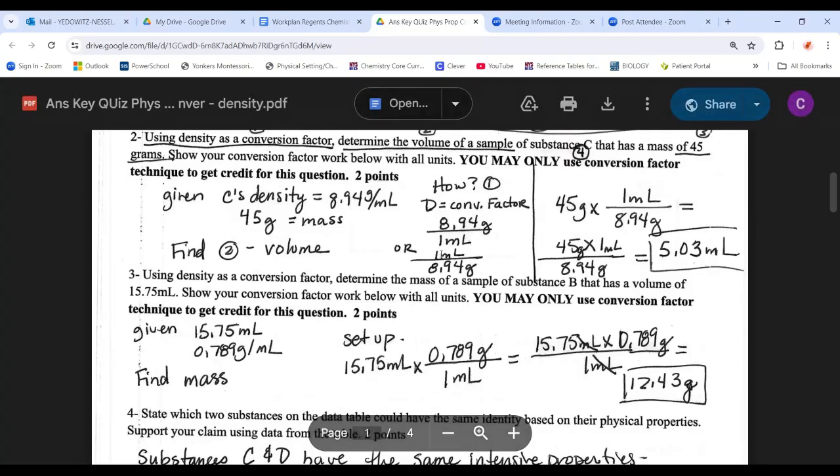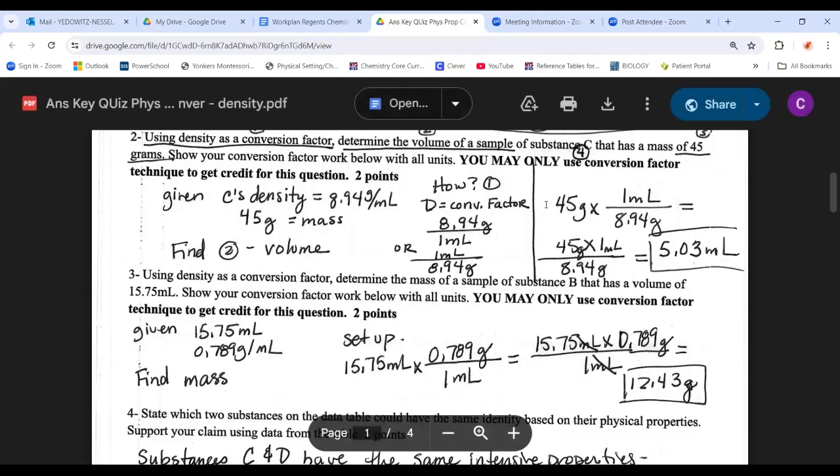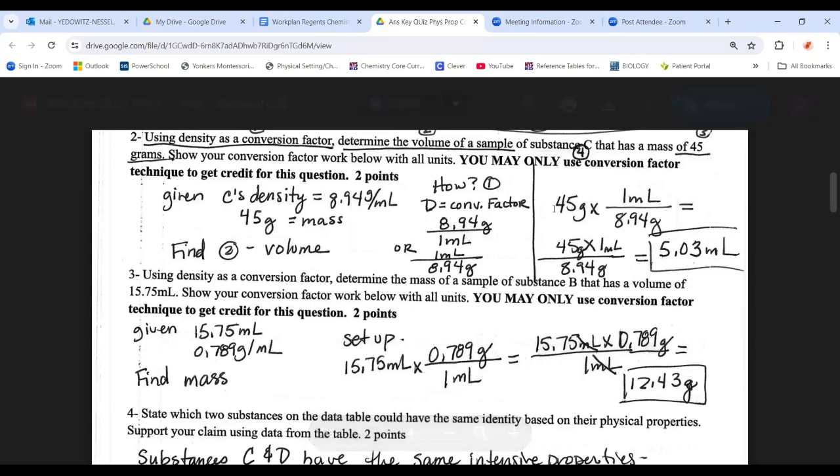So the first version, I kind of broke it down a lot for you. Here I talked about what were you given, what were you finding. I wrote out all the different conversion factors this density could be made into, and then I showed you the order of the math. Okay, when you're working with a conversion factor, you should always start with what you're given. You are then timesing that whole thing by the conversion factor. So what your math really looks like is down here. It looks like 45 times 1 over 8.94. That's what's going to get your answer.